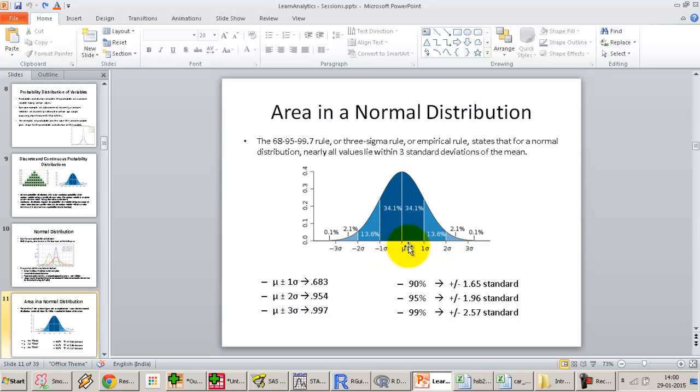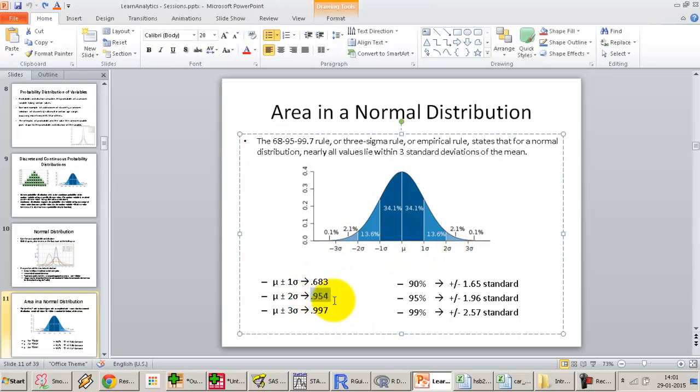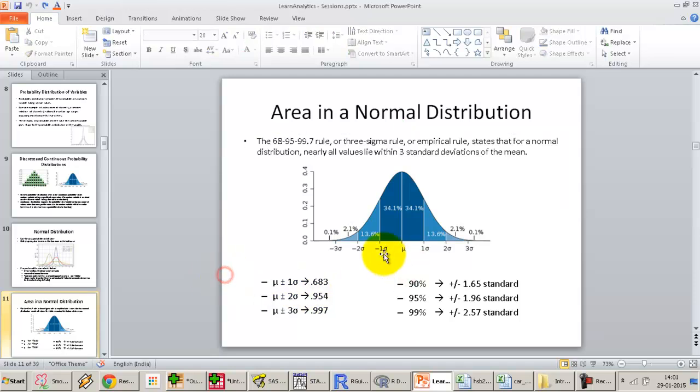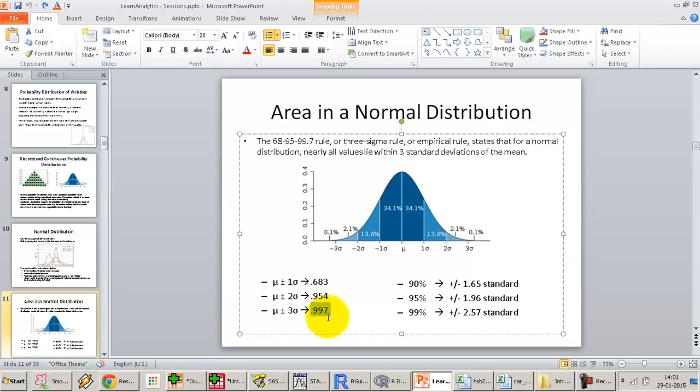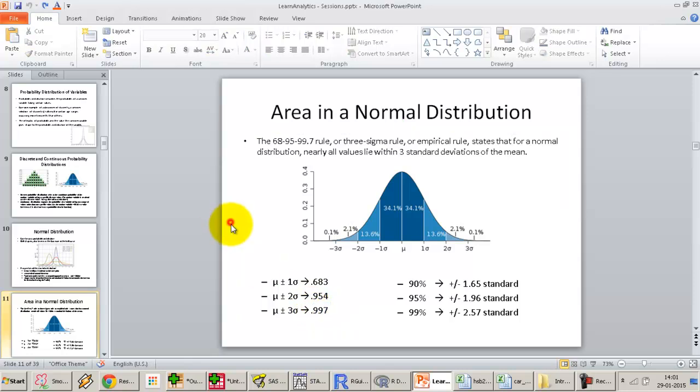That means mu plus one standard deviation accounts for 34.1, mu minus one standard deviation accounts for 34.1 again, and so plus minus one standard deviation accounts for 68.3. Within two standard deviations from the mean, we account for almost 95.4 or 95% of all the observations. And within three standard deviations, almost the entire variable, or 99.7% of all the observations lie.